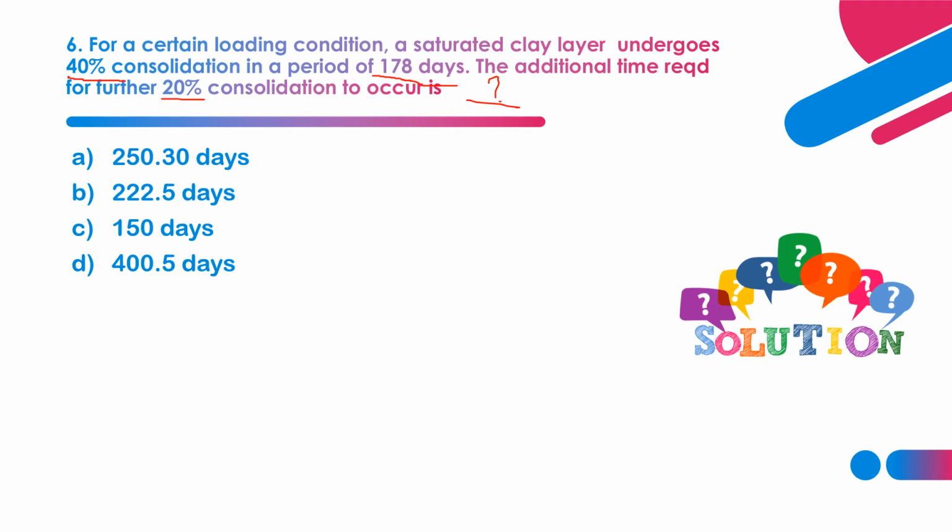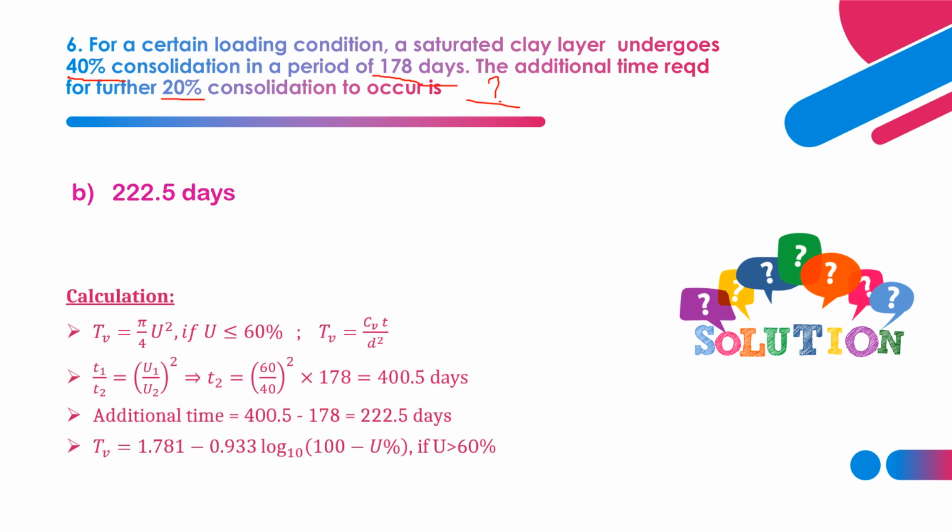So we have to calculate using the correct formula, because for less than 60% one formula is there, and for greater than 60% consolidation there is another formula. So we have to use the correct formula to get the answer. Now the answer is option B, 222.5 days. Now let's see how it is calculated.